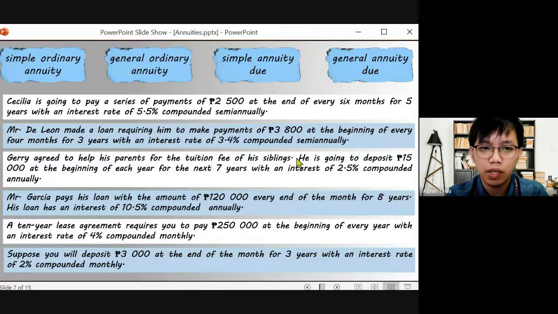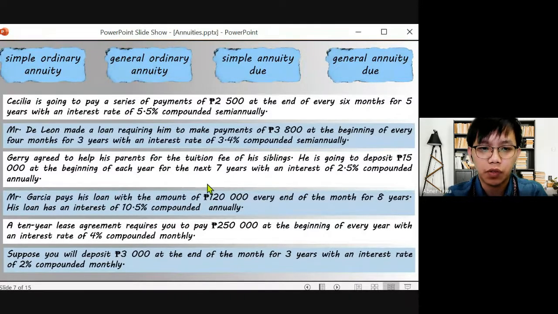So hopefully, nakuha yung difference ng apat na to. So again, let's review. Pag ordinary annuity, yung date of payment is made at the end. Pag annuity due, made at the beginning. Okay? And then simple, parehas yung payment interval sa interest period. And then yung general, magkaiba naman yung payment interval sa interest period. Okay?